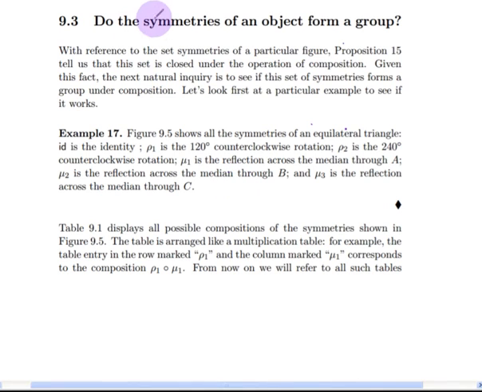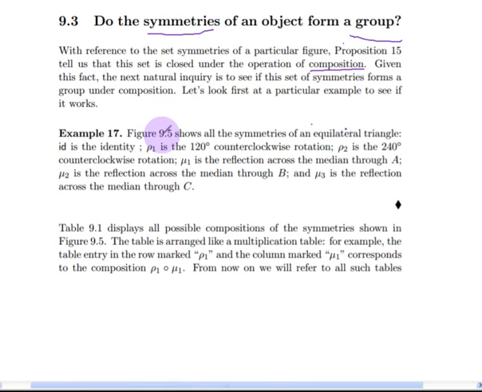Okay, so we've been talking about symmetries. We've mentioned that a symmetry is a function. Now, the other big concept we've been talking about is groups. So let's try to bring all these things together. We have an operation on the symmetries, namely composition. So let's see if we can create a group from the symmetries on an object under the operation of composition.